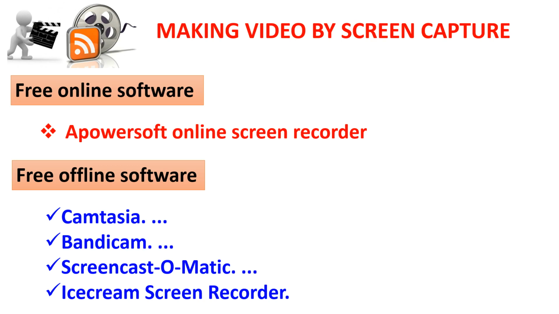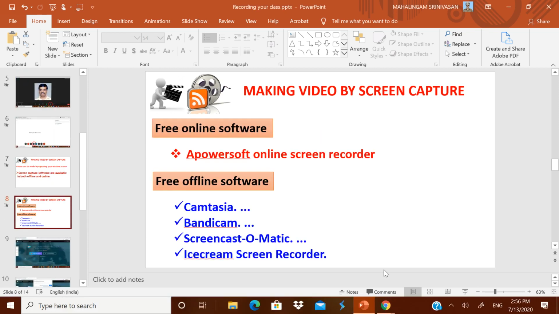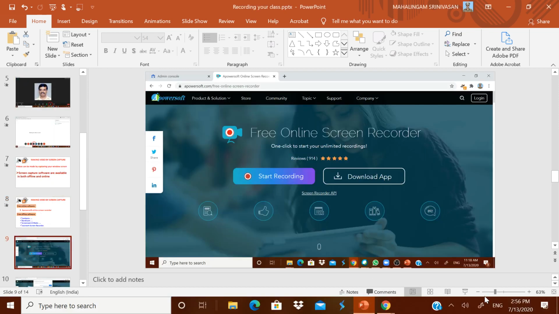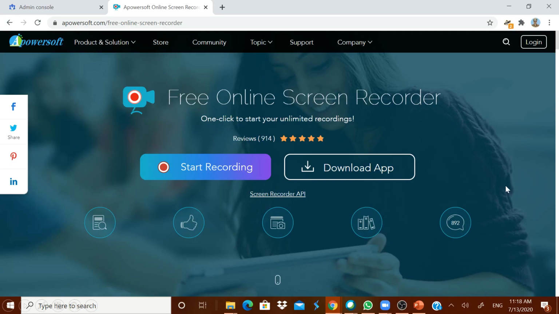Therefore I am going to show you a very interesting free offline software. But before we go for that, I will tell you about the online screen recorder, how to go for it. This is totally online: APowerSoft.com, you open it. It will take you to this website, with start recording and download app. If you download the app, you can do it offline also, but there are certain restrictions.